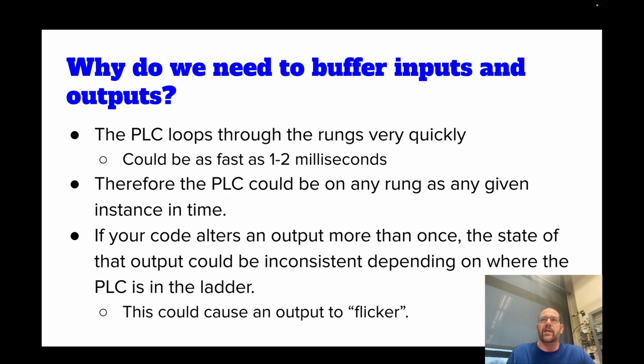And so if in your code, possibly without realizing it, you are altering an output more than once, maybe it's intentional, maybe it's not, this could cause an output to go to an inconsistent state. One example of what this would look like would be an output flickering, and I'll have an example video of that in just a minute.